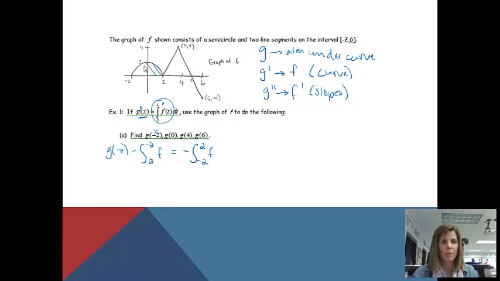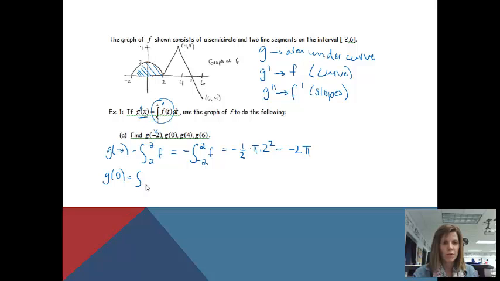Okay, from -2 to +2, I notice that that's a half circle, so we'll have a negative from that over there. A half circle will be 1/2 pi times the radius squared. The radius is going to be 2. And so when I calculate that out, 2 squared is 4, times 1/2 is 2, I'll end up getting -2 pi.